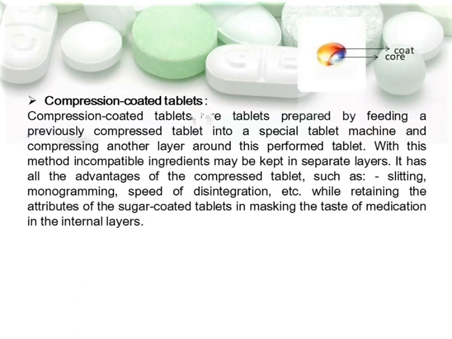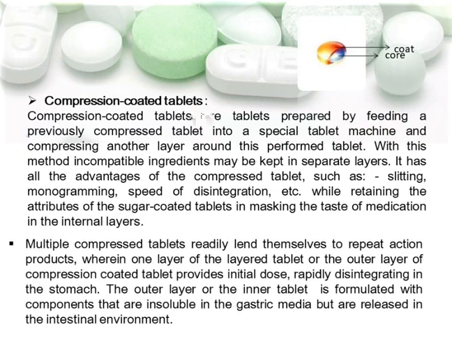Now, compression coated tablets. Compression coated tablets are tablets prepared by feeding a previously compressed tablet into a special tablet machine and then compressing another layer around this preformed tablet. With this method, incompatible ingredients may be kept in separate layers. It has all the advantages of compressed tablets, such as slitting, monogramming, and speed of disintegration, while retaining the attributes of sugar-coated tablets in masking the taste of medication in the internal layers.